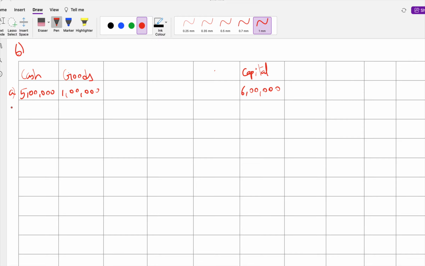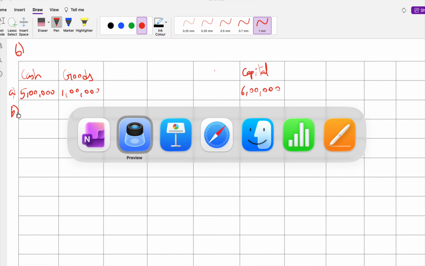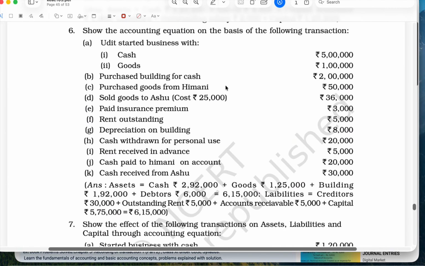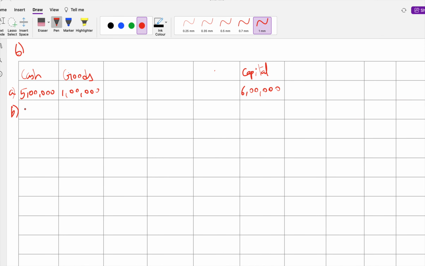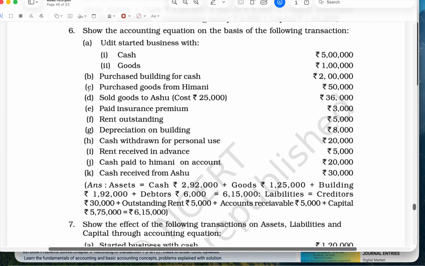Then second transaction, purchased building for cash 2 lakh. It's a cash purchase of building. So what will happen? Cash will reduce by 2 lakh. And building, which is an asset, will come in. So there is an increase of one asset and a decrease of another asset. So it will be balanced.